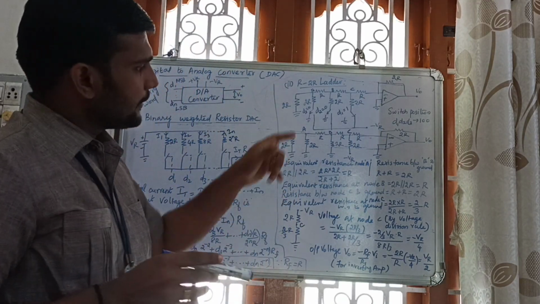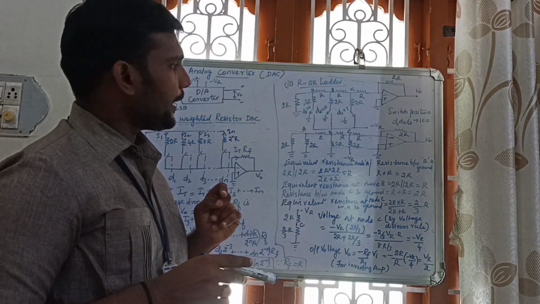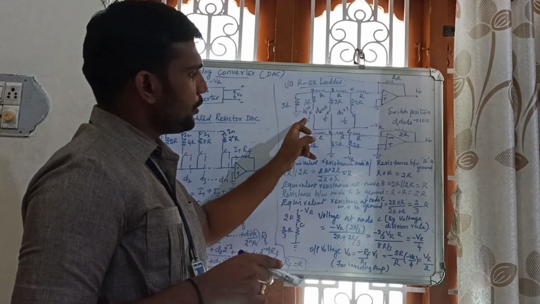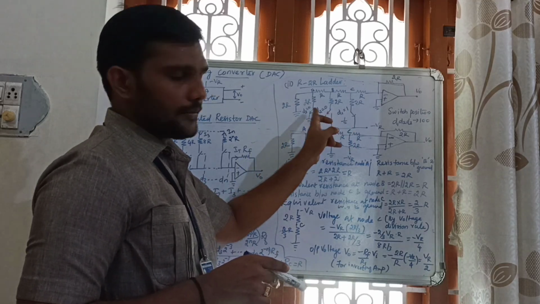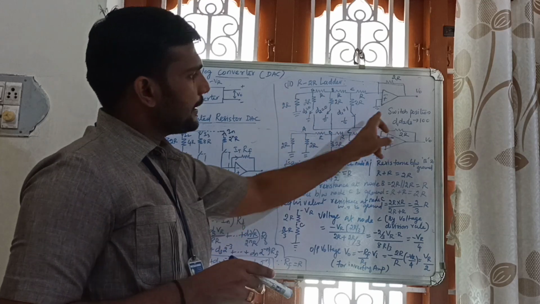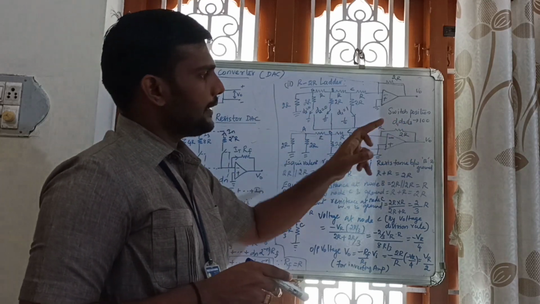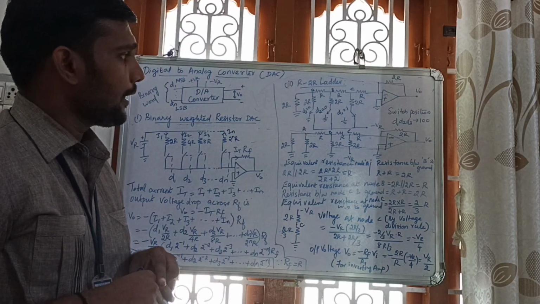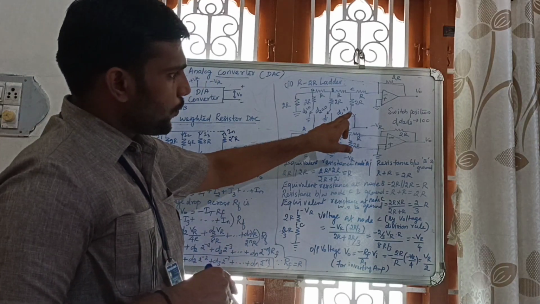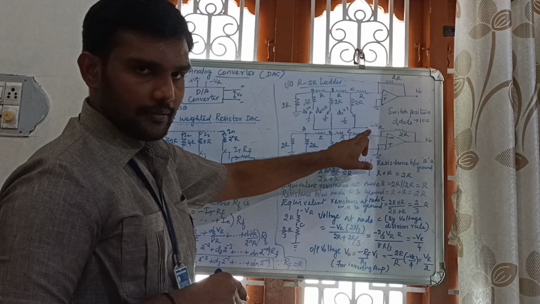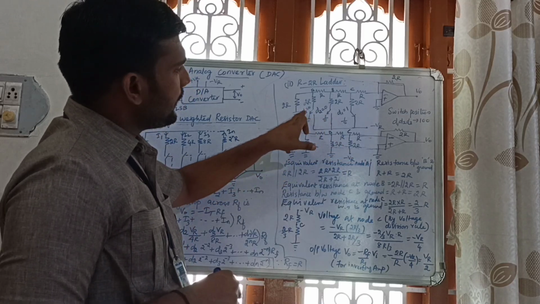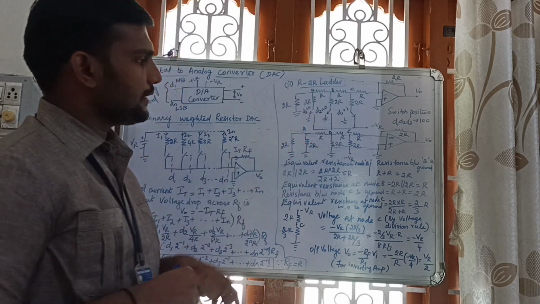Okay, see here, it uses an operational amplifier and a resistor network. The resistor position can be controlled by the digital input. Here D1, D2, D3 is 1 0 0. D1 is 1, so it is connected with minus VR. D2 is 0, so it is connected with ground. D3 is 0, so it is connected with ground.